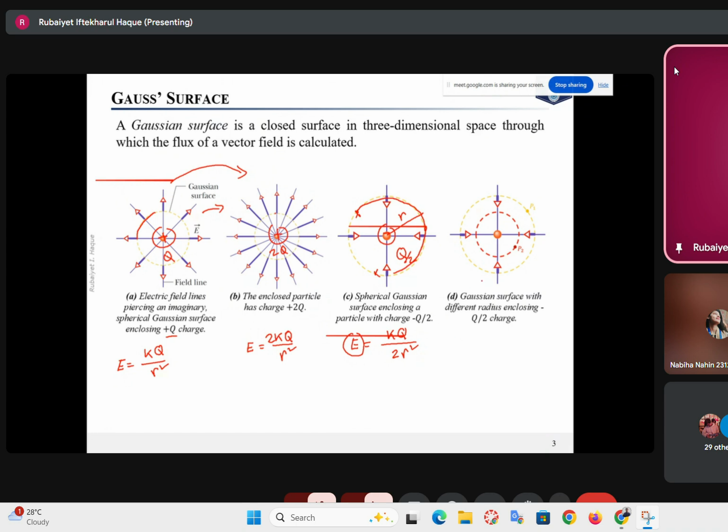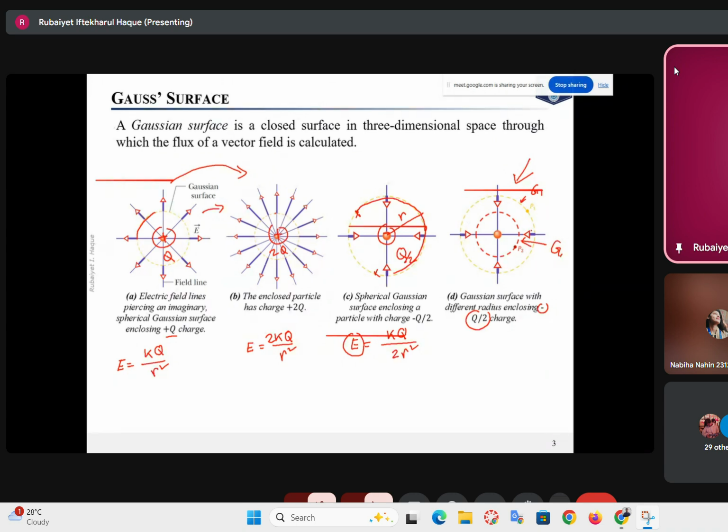Okay, now here you can see the fourth example. Here there is a single charge particle, negative 2q. Negative 2q charge is enclosed by two different Gauss surfaces. You can see here two different symmetrical Gauss surfaces. This is Gauss surface 1. This is Gauss surface 2.